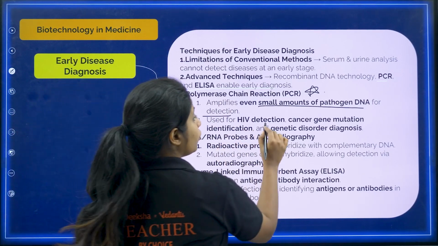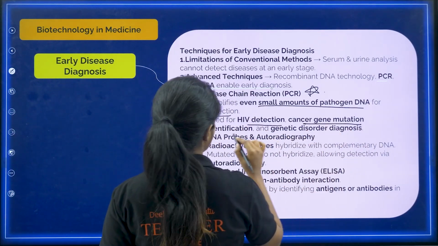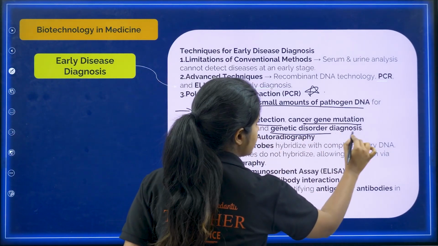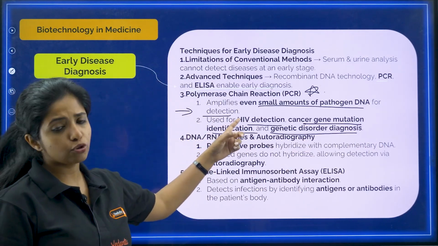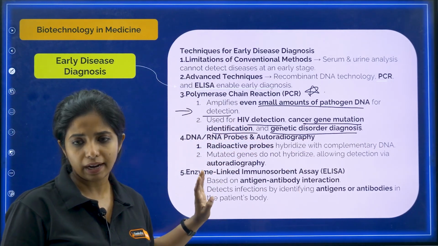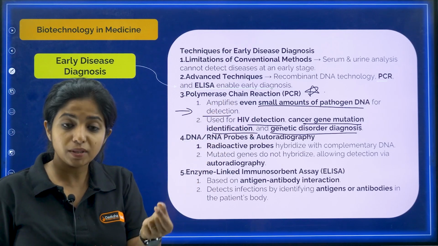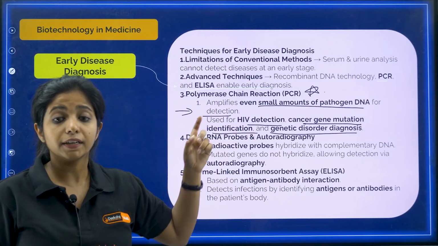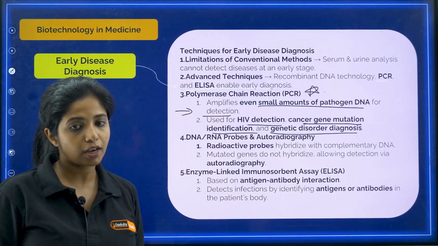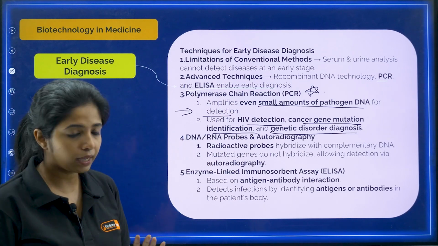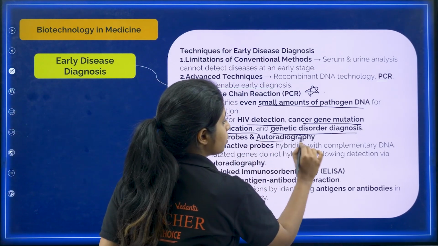Now it is used for HIV detection, cancer gene mutation identification and genetic disorder diagnosis as well. So people usually think HIV is just going for ELISA, that ELISA is the only test. But here also, if there is even a little bit of HIV virus, we can still detect it with the help of polymerase chain reaction, my dear children. Please remember that.